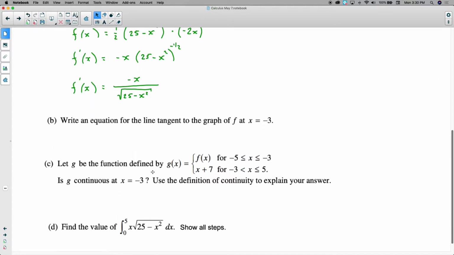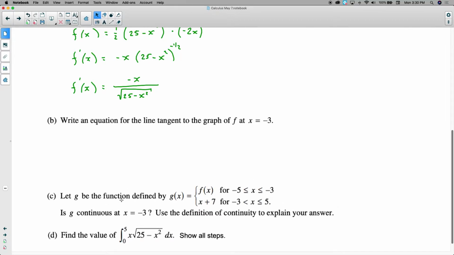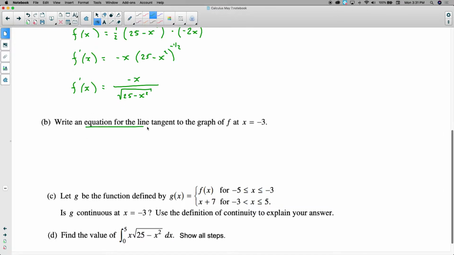Okay, so let's go down here and do part B. What does it ask us to do? Write an equation of the line tangent to the graph of f at x equals negative 3. Okay, write the equation of a line. Then I need that line's slope, which is to say I need to know its derivative at x equals negative 3. I'm just writing it like that to remind you, change in y, change in x, that's the slope. Or if you prefer, I need f prime at negative 3, which I can easily go get.